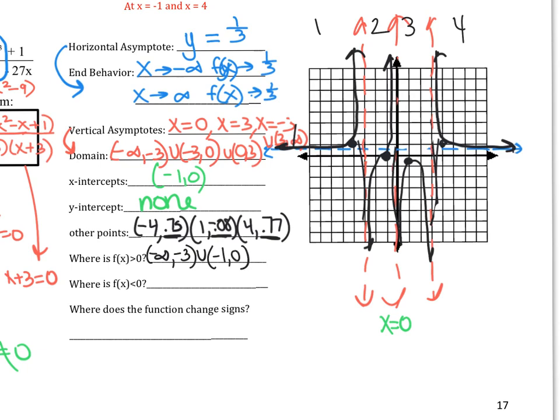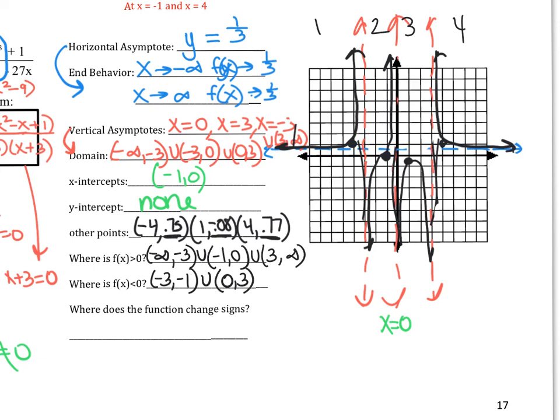Lane 3, it's never above 0. Lane 4, it's always above 0. Okay? Then where is it below? So in lane 2, it is partially below, from -3 to the x-intercept. And then it's below the entire lane 3, which is 0 to +3.